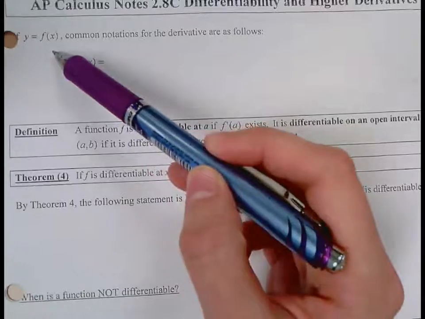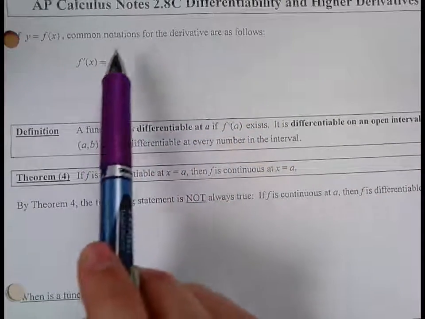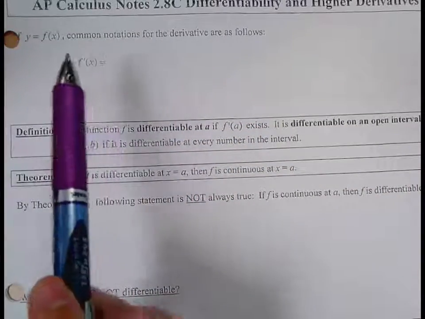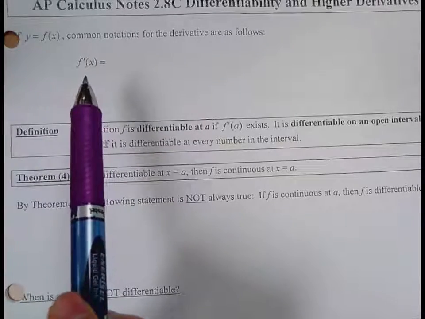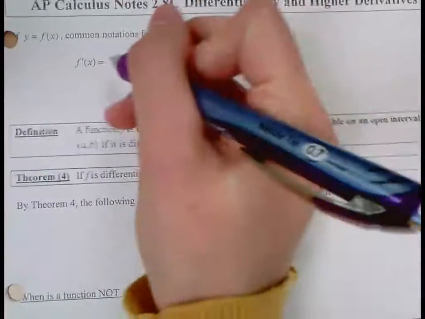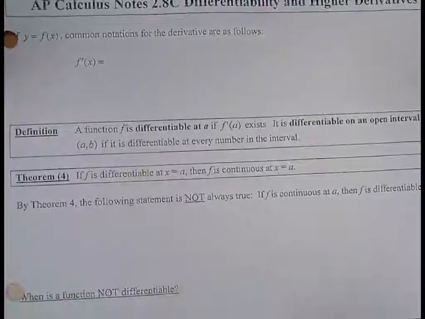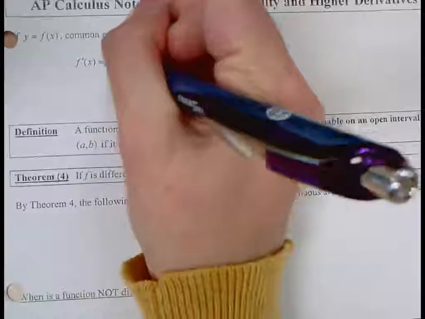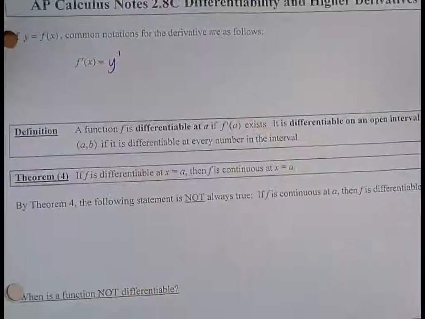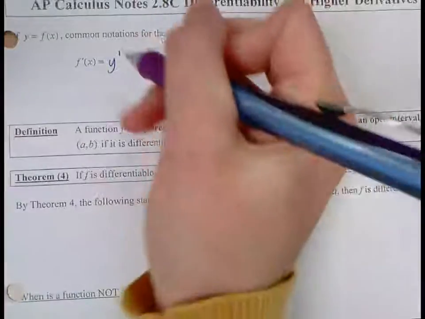If you have a function y equals f of x, common notations for the derivative. The notation we've used so far is just f prime of x. If the function is given just as an equation, y equals, you can also use y prime. It looks like y to the first power, but it's not. Y prime is how you would say that.